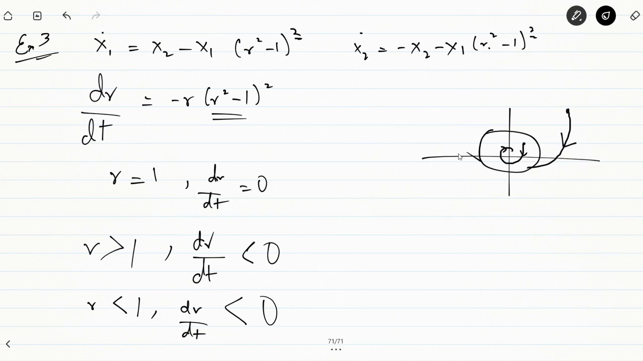So there are initial conditions for this example that are outside the circle that are converging towards the limit cycle, but all other initial conditions that are within the unit circle, they are diverging away from the limit cycle, from the closed curve, and therefore the system is semi-stable.